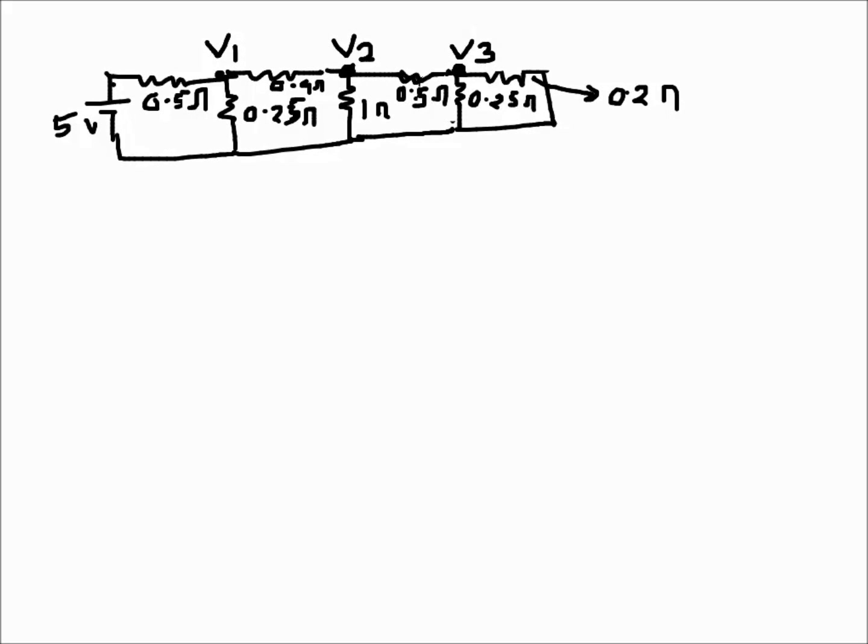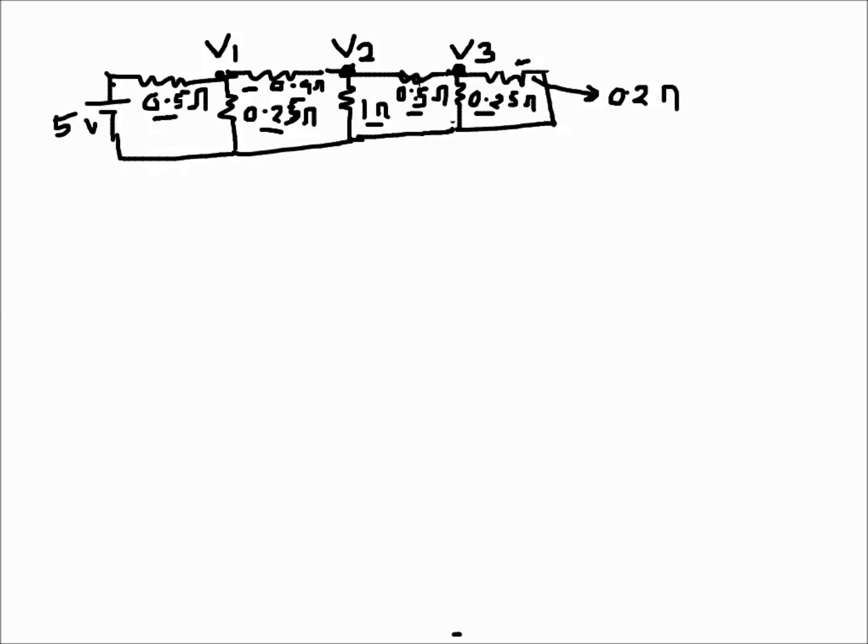Okay, so I will solve this using the node voltage method. I know these resistances are unreadable, so I will just state them. This is 0.5 ohms, 0.4 ohms, this one 0.25 ohms, 1 ohm, 0.5 ohms again, 0.25 ohms, and this one is 0.2 ohms. So I will write the node voltage equation, the KCL equation at node 1, which is V1.